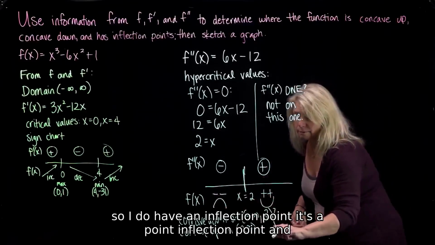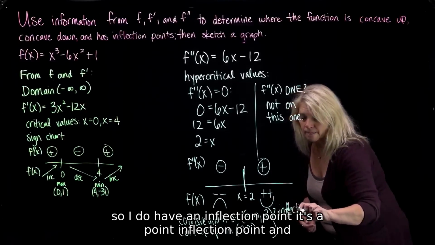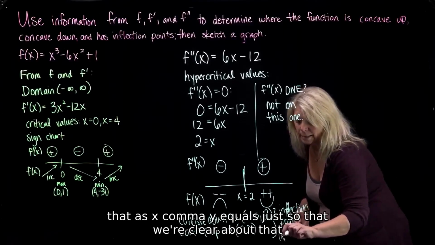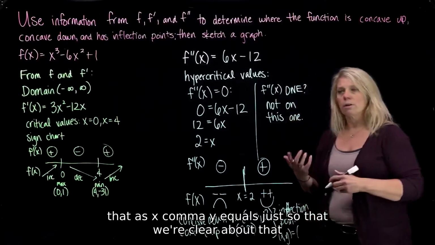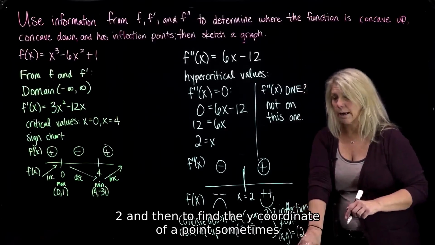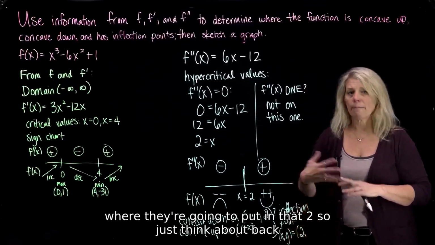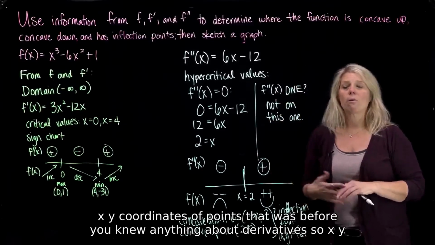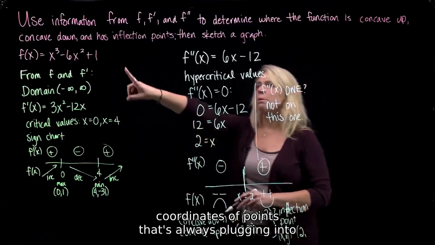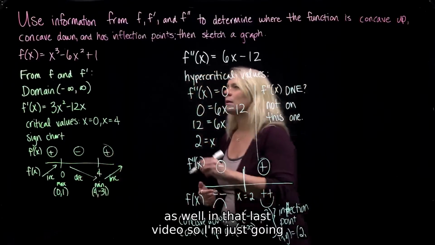So I do have an inflection point. And I'm going to write that as x comma y equals, just so that we're clear about that. So the x coordinate would be 2. And then to find the y coordinate of a point, sometimes students get confused about where they're going to put in that 2. So just think about back in algebra. When you found x, y coordinates of points, that was before you knew anything about derivatives. So x, y coordinates of points, that's always plugging into the original function. And we did that also to find the y coordinates of these points in that last video.